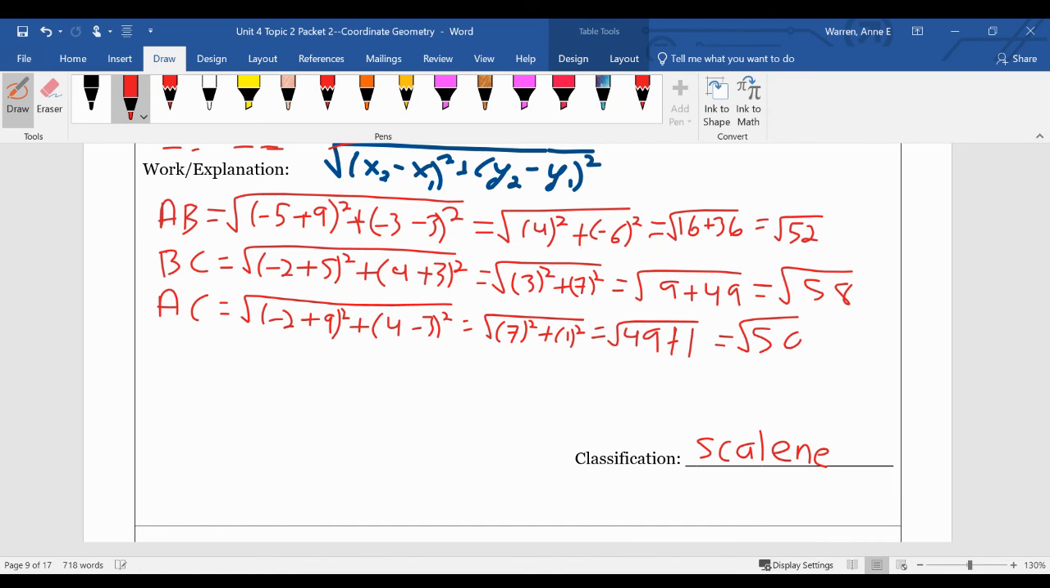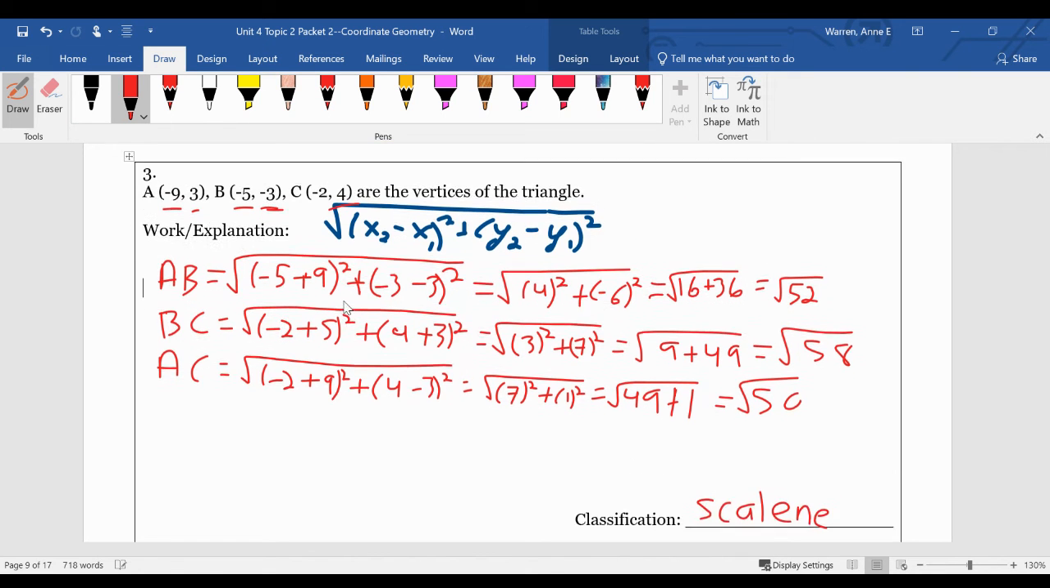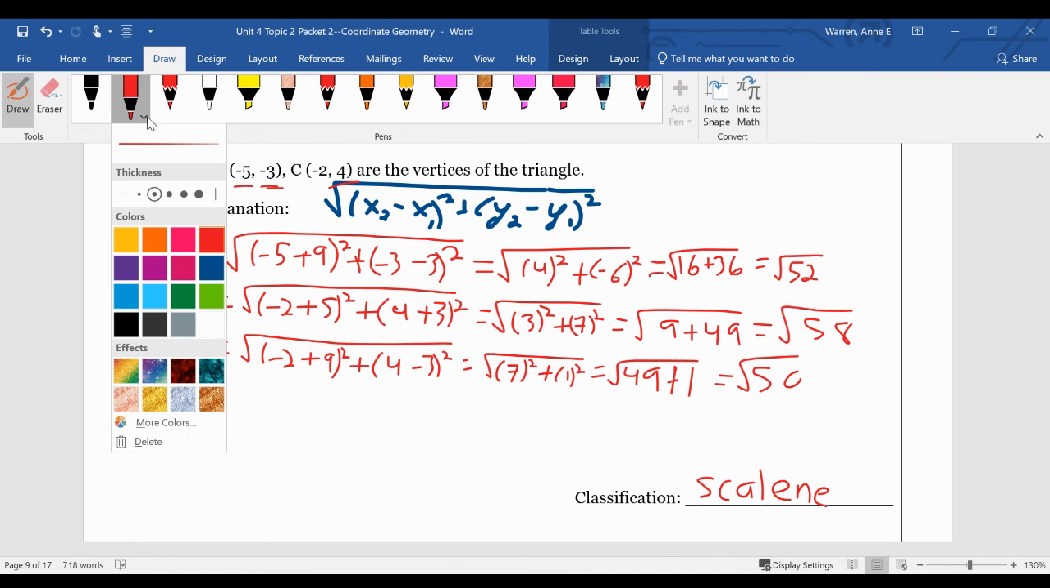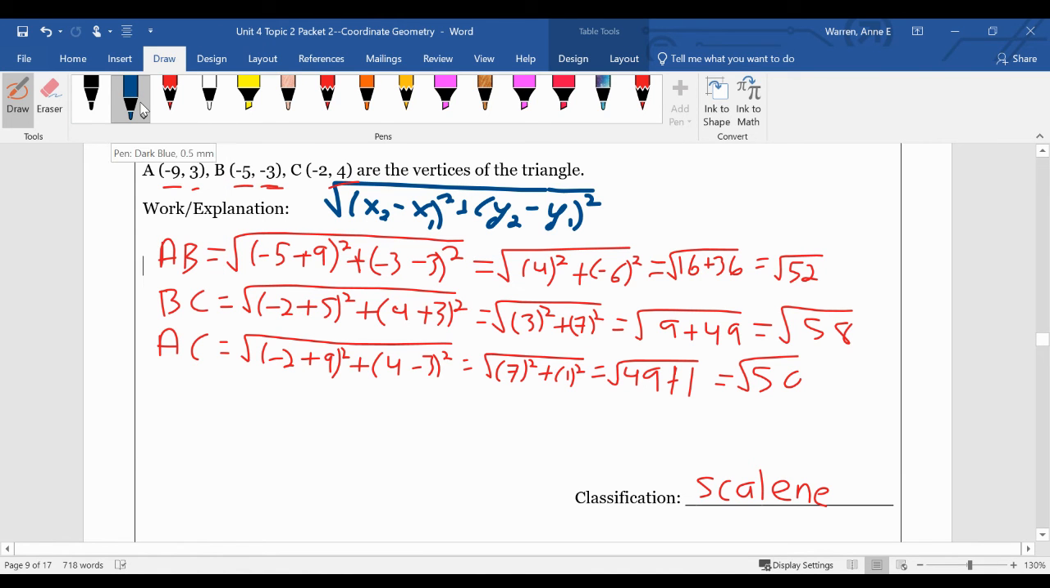Okay. Now remember, I'm not done classifying just because I classified based on side length. I also want to classify based on angle. We're not going to necessarily determine whether it's acute or obtuse, but I do want to know whether this is a right triangle or not. As a reminder from yesterday, we can do that by using slope to determine whether any pair of sides are perpendicular. So I'm going to clearly label my slope calculation for each one of the sides.